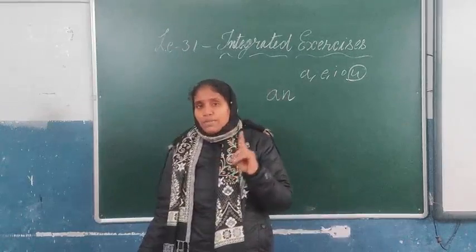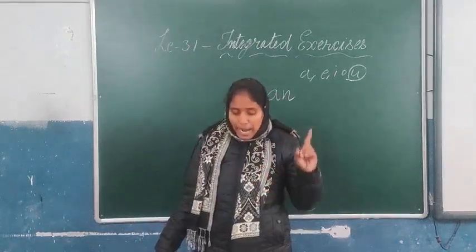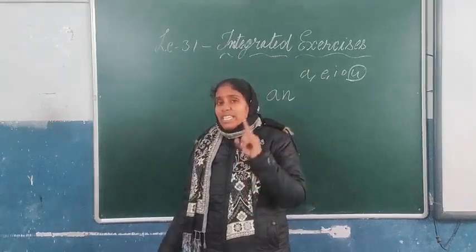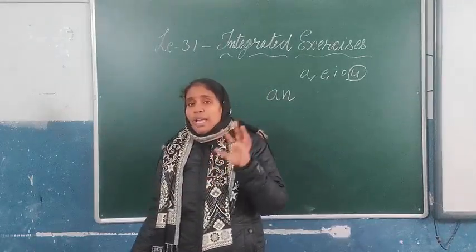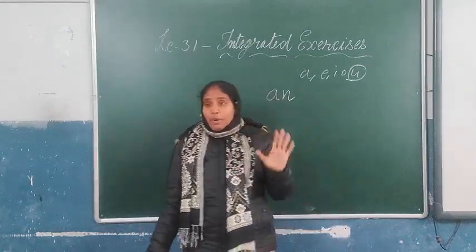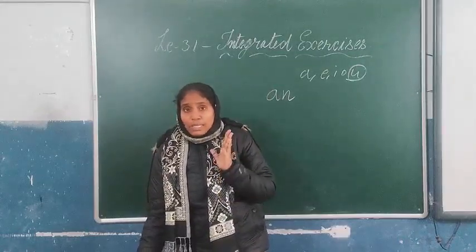If it is singular, we will be using a pigeon and an eagle. Eagle, why? Because E is a vowel, so we will be using an. So did you understand now? This is the way you remember, mostly, that before the vowels we will be using an.